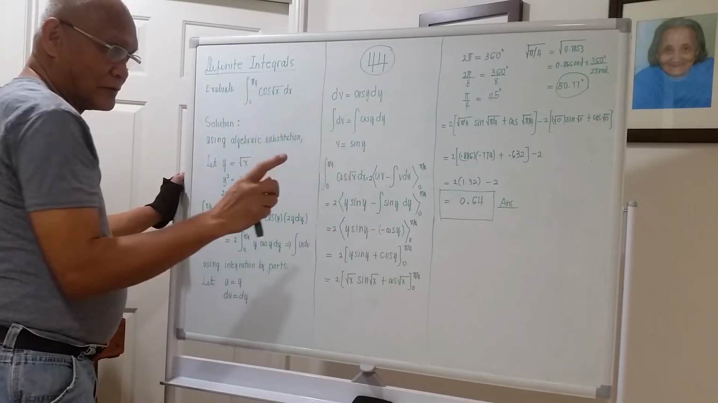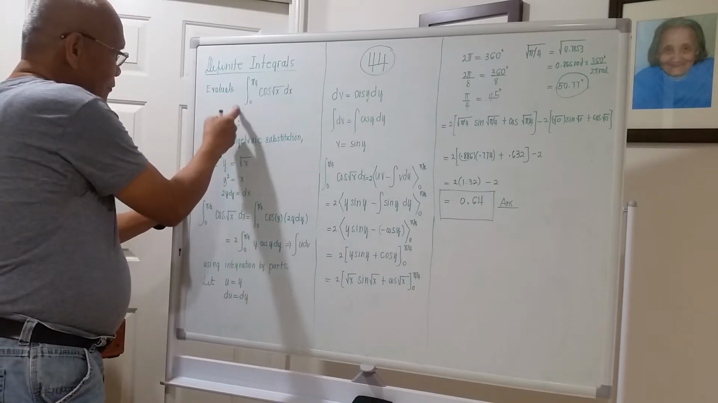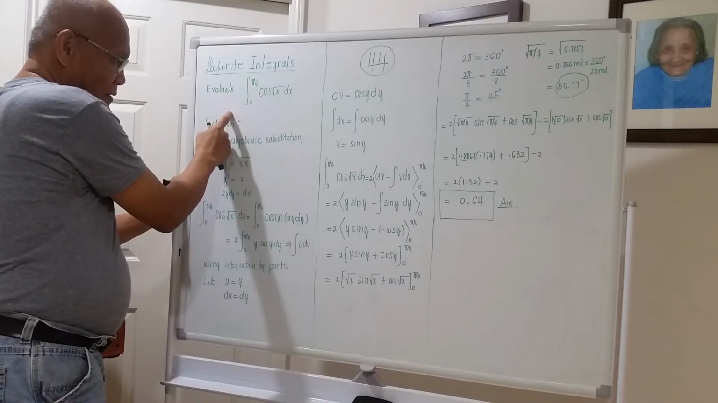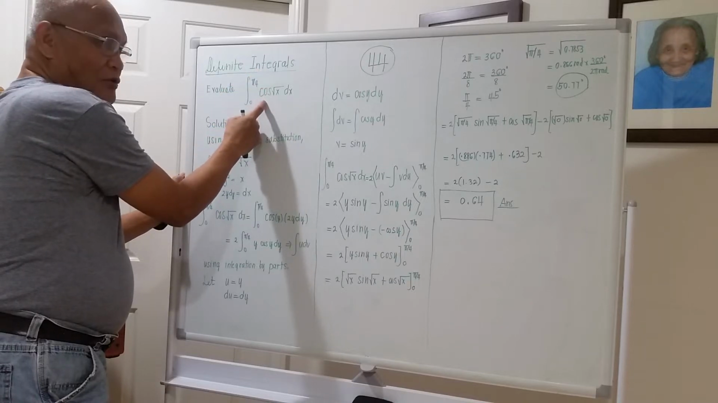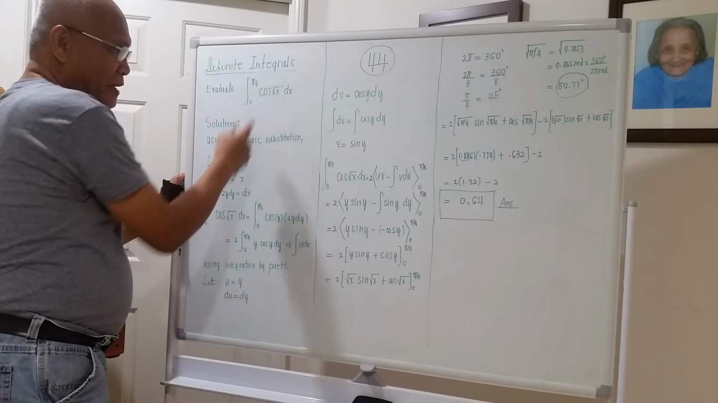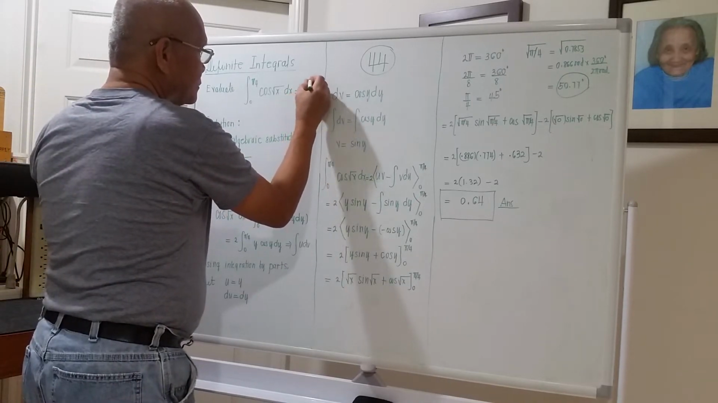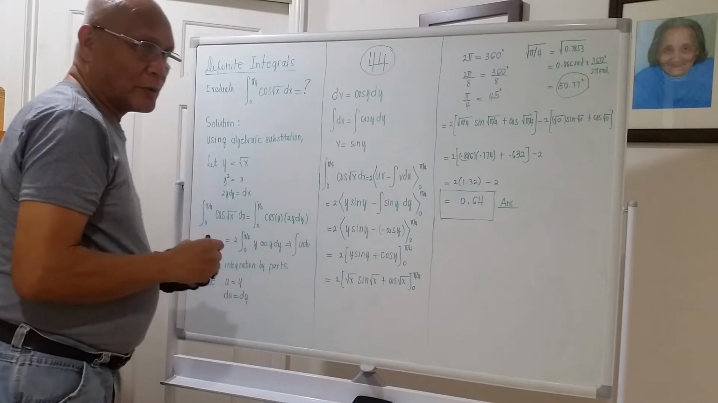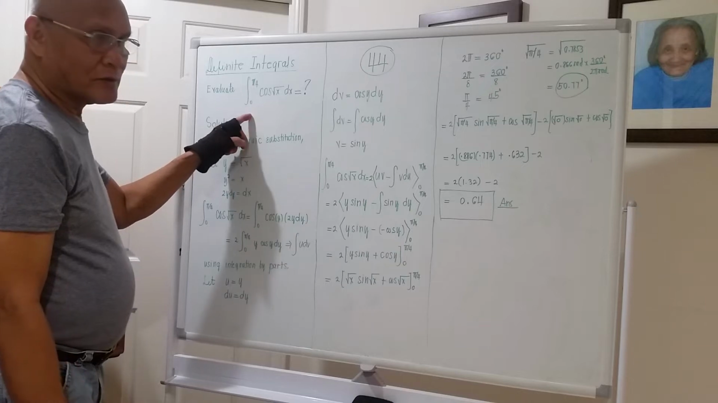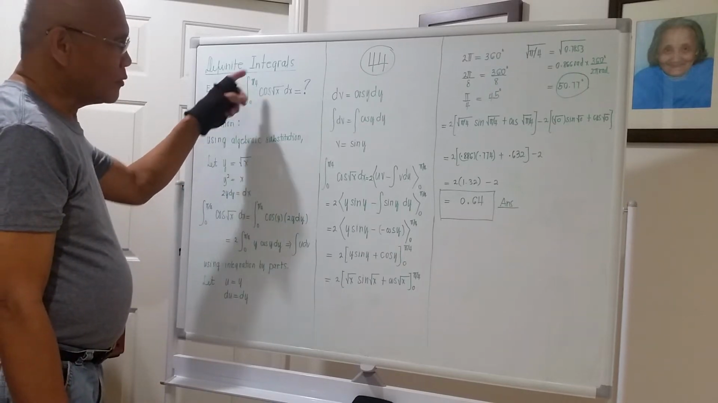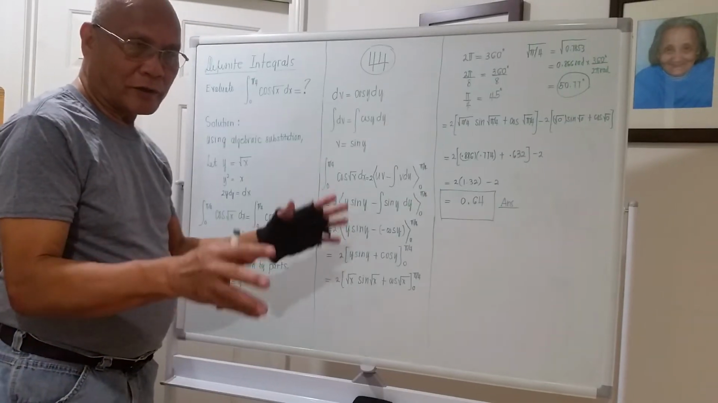Definite integrals, we are asked to evaluate the value of the integral with the limit from 0 to pi over 4 of cosine of square root of x dx. We are asked to evaluate the value of this if the lower limit is 0 and the upper limit is pi over 4. Obviously, the equation is actually a trigonometric equation.